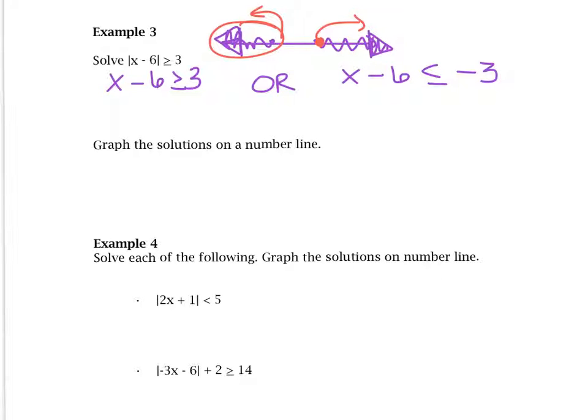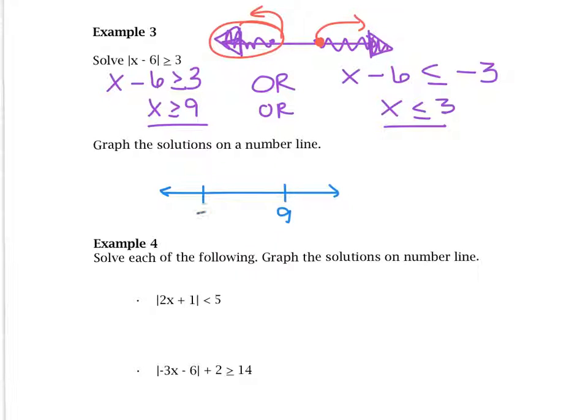So when I solve this time, I'm going to have x is greater than or equal to 9, or x is less than or equal to 3. Now, you can't be greater than 9 and less than 3 at the same time. So when I go to put this one on a number line, here's my 9, here's my 3. It's going to be two different arrowheads. I'm going to have one starting at 9 going to the right, one starting at 3 and going to the left.